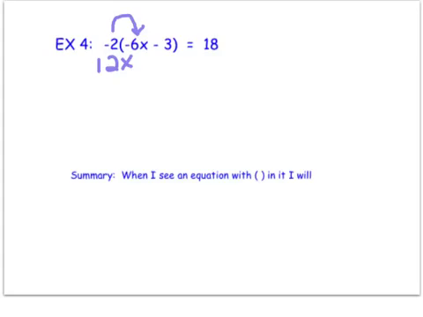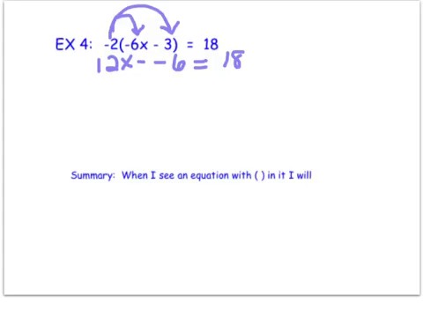Here's where it gets really tricky. You've got to bring down that subtraction sign. Now I'm going to do negative 2 times 3. Negative 2 times 3 gives me negative 6 equals 18.